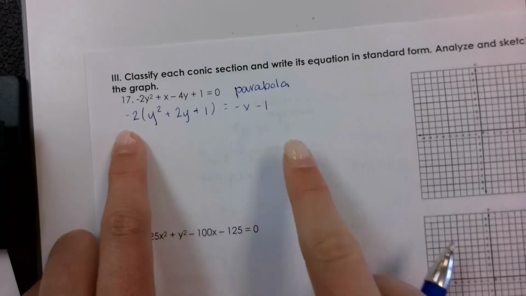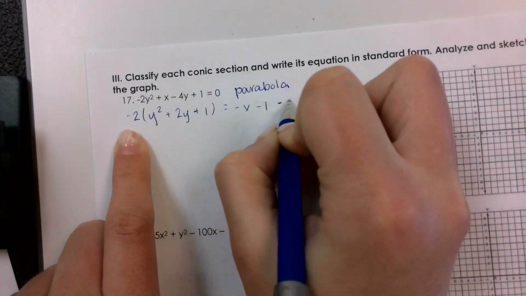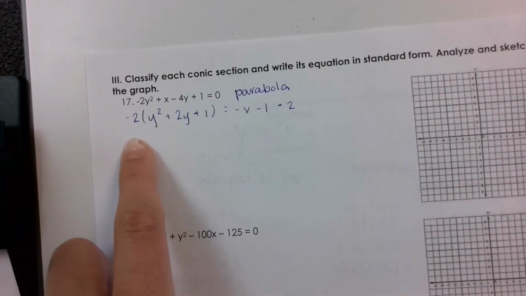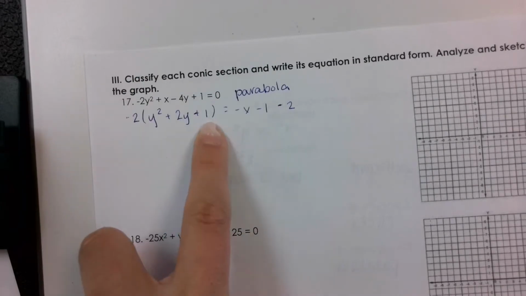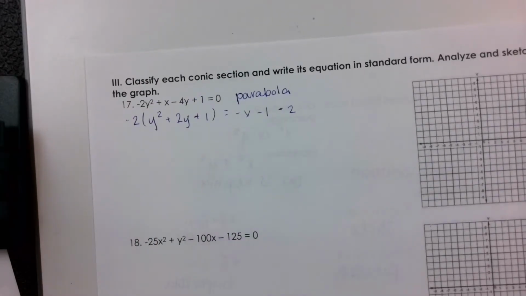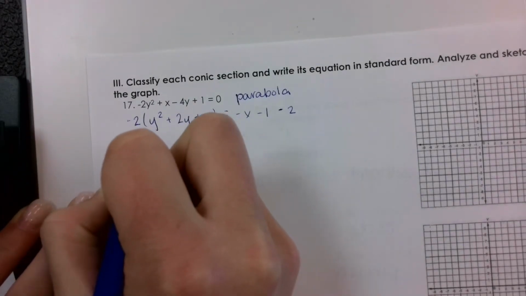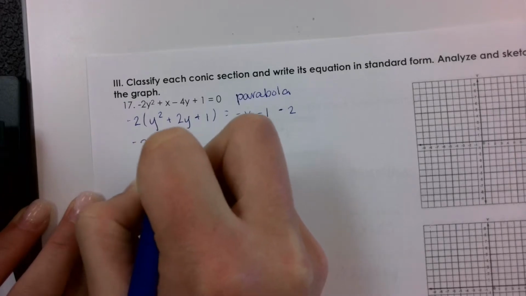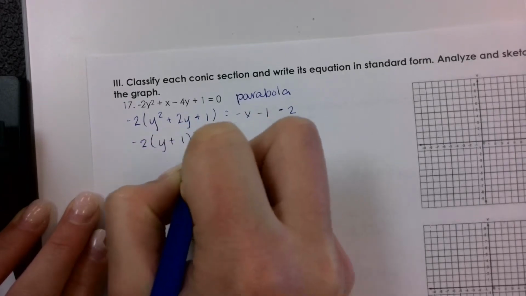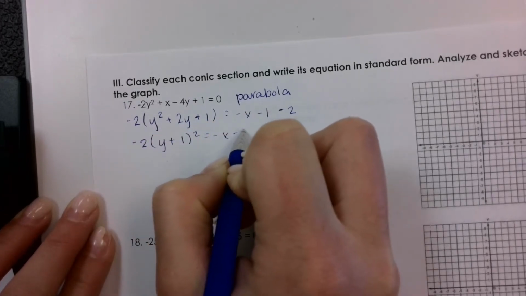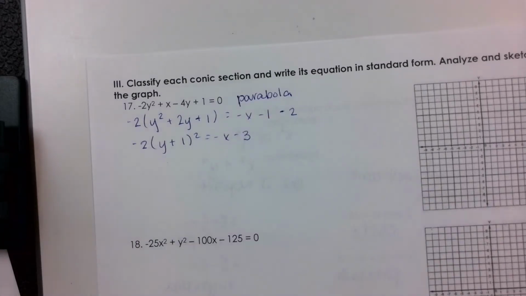Why is it a -2? Because the front number, right, it was -2 times 1. So make sure we're putting a -2 on the other side. So then, when we factor out all the y stuff, what do you get? Y plus 1 all squared equals -x minus 3. So what can we do from there?